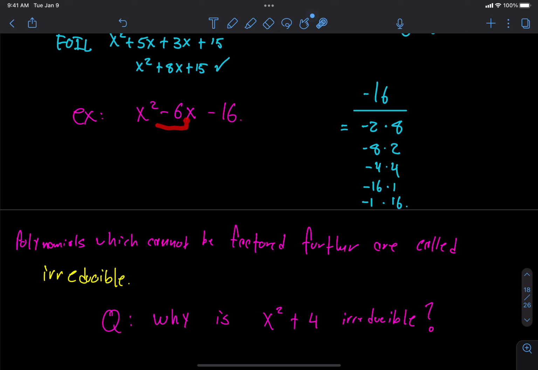Now we want to look for a pair such that if I add it together, I get negative 6. So what's the pair I want? Negative 8 and 2, right? This is the pair I want. So I'm going to do x minus 8, and then x plus 2.